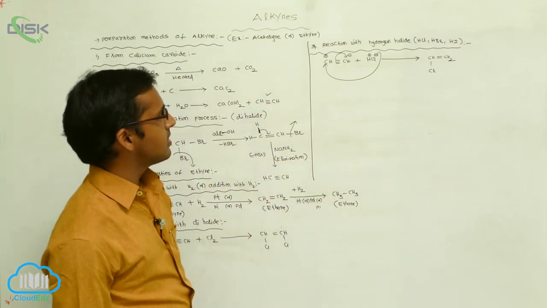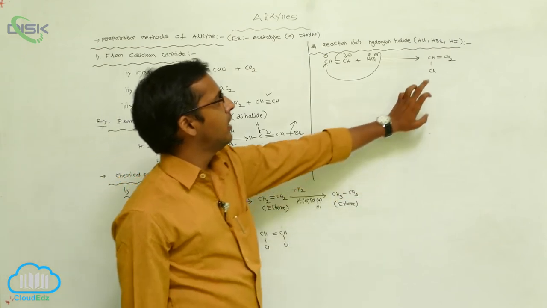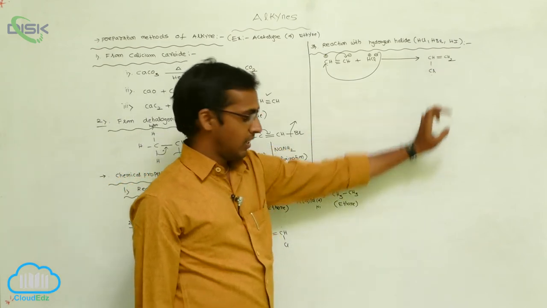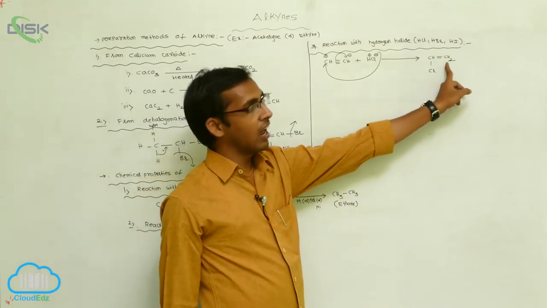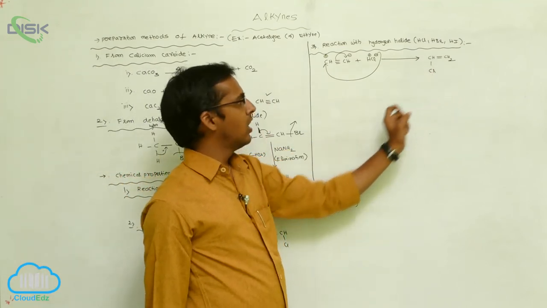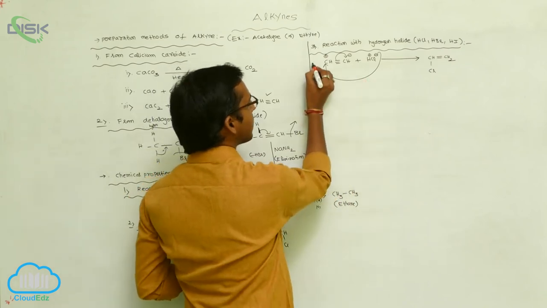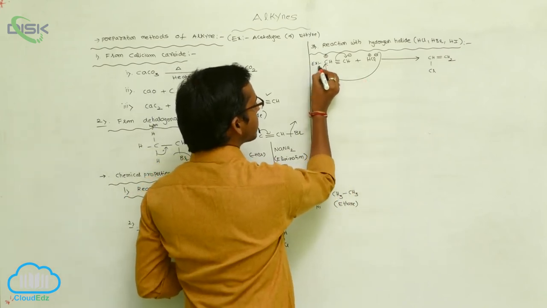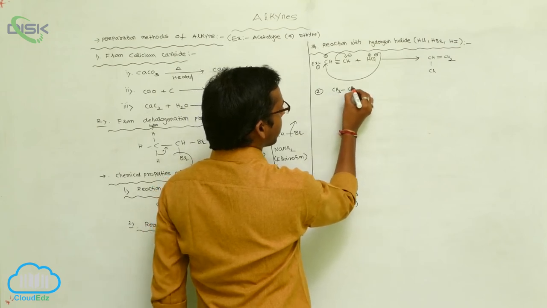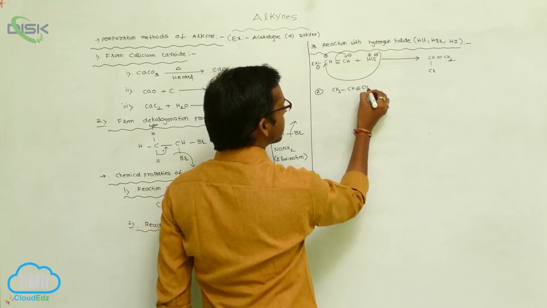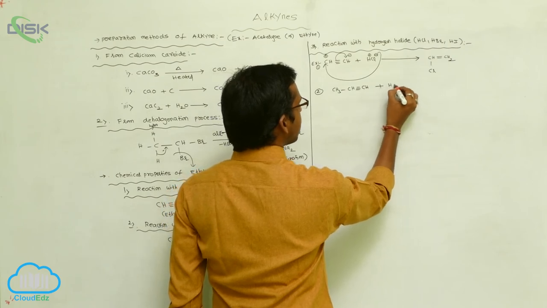Means acetylene reacts with hydrogen halide, giving vinyl halide. This is vicinal halide, this is vinyl halide. Only one chlorine is present. Or this is applicable for another example. So example 1. Now example 2. If you apply propyne, CH3 C triple bond CH, again it is reacted with HCl.